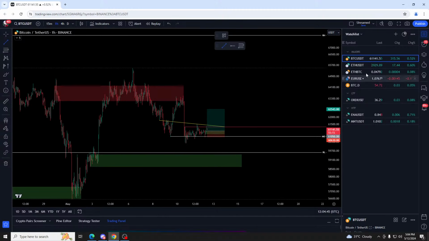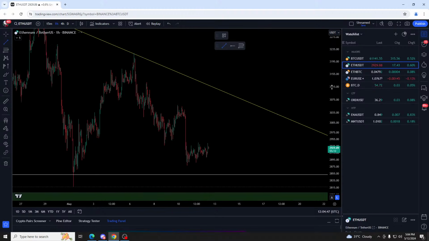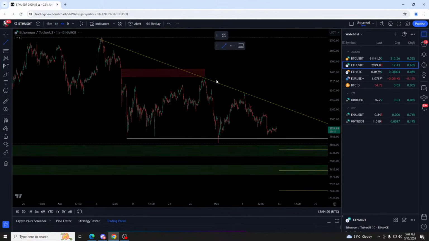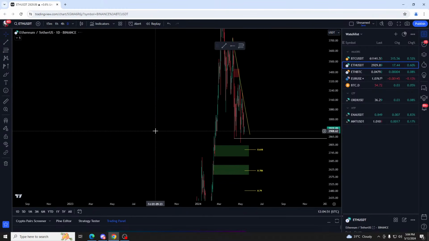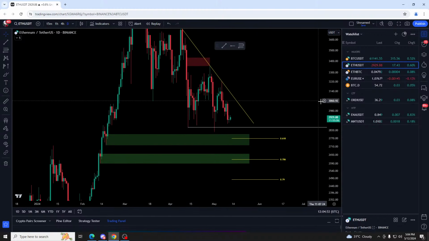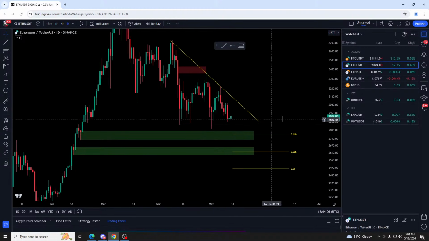First, I'll just cover the main things, and now let's jump to ETH. I'll go directly to the daily because the order blocks are on the daily. You can see equal lows here, trend here. This was past imbalance combined into supply that had a rejection.